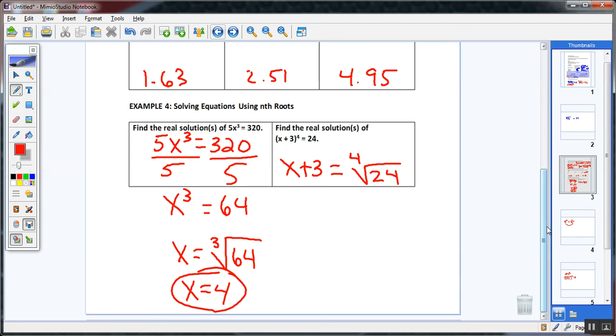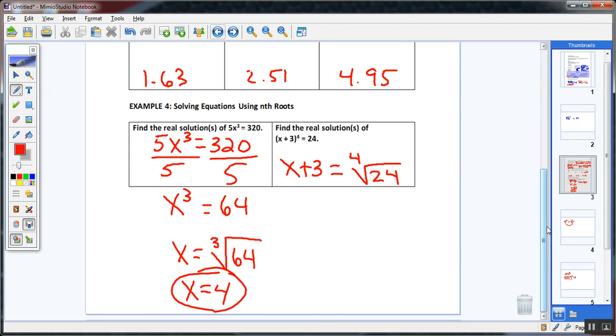Say that again. That seems a little high. 2.21. Try it again, Jazzy. Go fourth root of 24. Make sure you've got the 2.21 for me, kiddo. Okay, so we all agree 2.21?